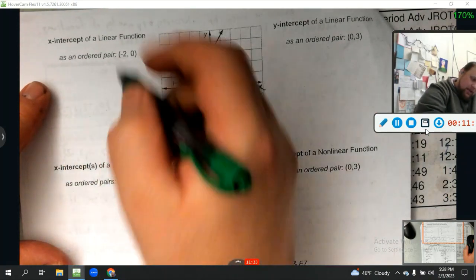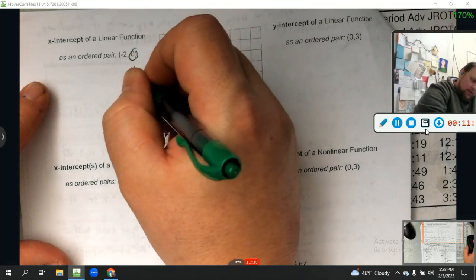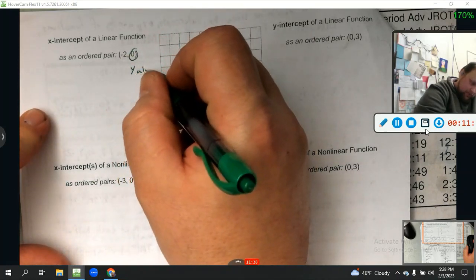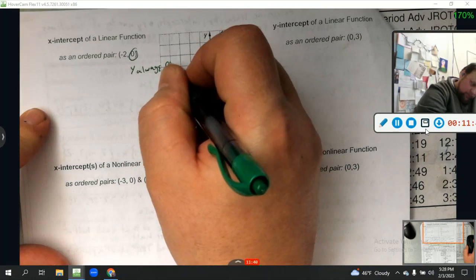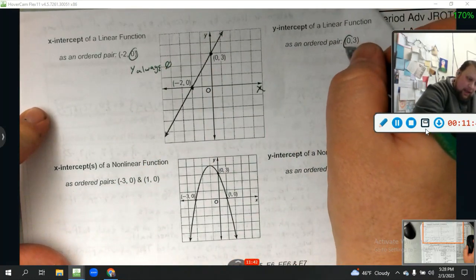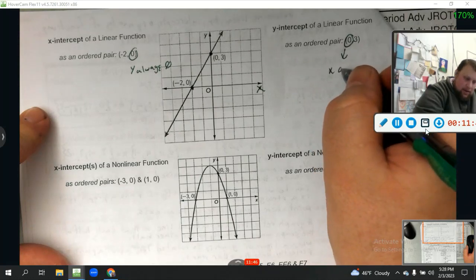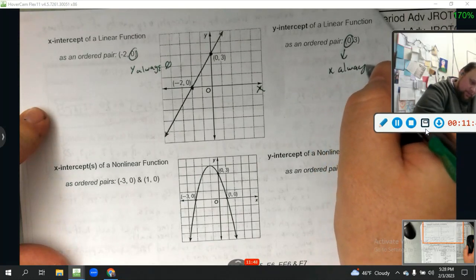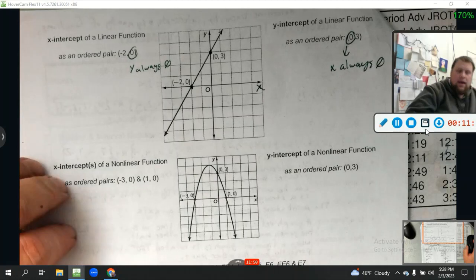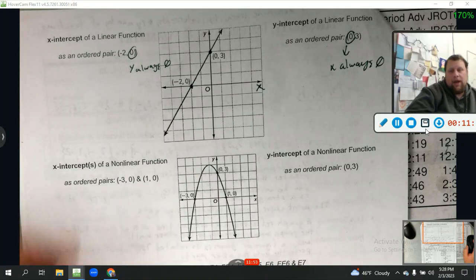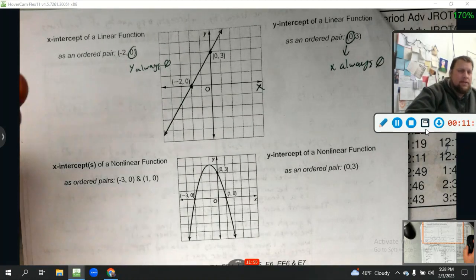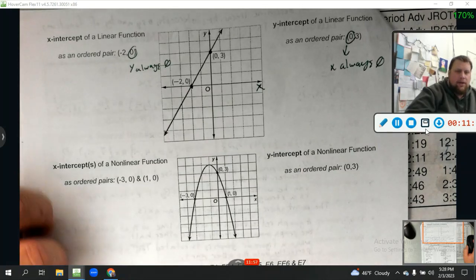Notice that at an x-intercept, our y is always 0. We've talked about this a lot, and at our y-intercept, our x is always 0. It's one of the ways you can find it. Plug in 0 for x, and you're going to get a y-intercept when you solve it. Plug in 0 for y, you'll get an x-intercept when you solve it.